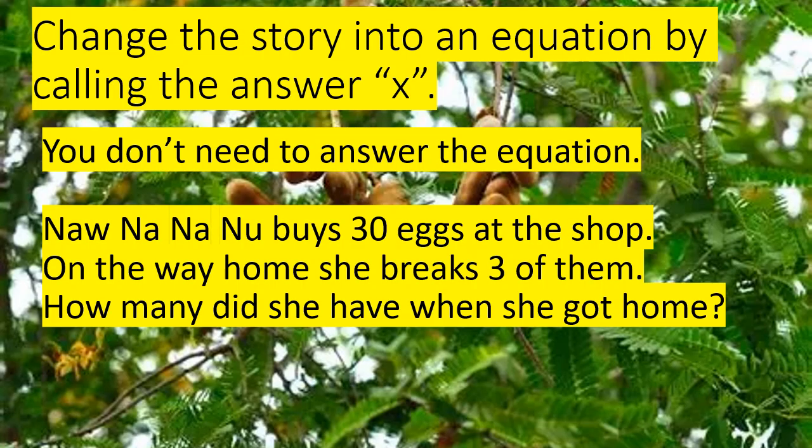So in these questions, I want you to change the story in normal English into an equation by calling the answer X. You don't need to answer the equation, you just need to make the equation. So here we go. Nonananu buys 30 eggs at the shop. On the way home, she breaks 3 of them. How many did she have when she got home? So the answer here is not 27. The answer is going to be an equation.